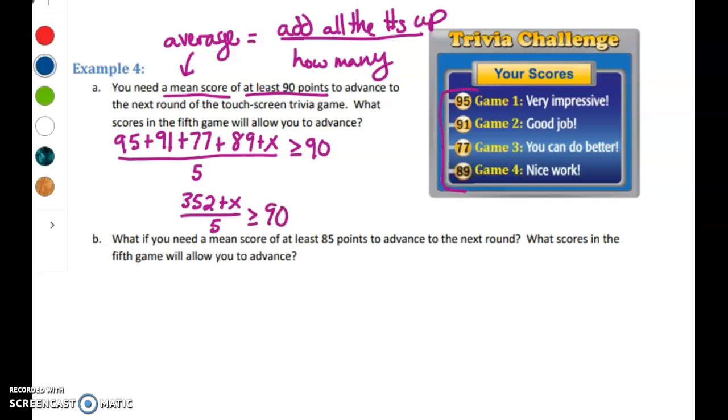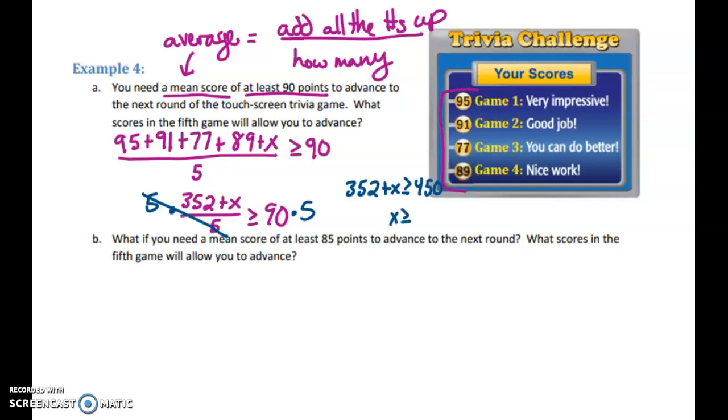So because it's one large fraction, you're going to multiply both sides of the inequality by 5. So I'm going to come over here because I'm out of room. So that gets me 352 plus X is greater than or equal to, and then 90 times 5 is 450. So then you're going to subtract the 352, and you're going to find out that X is greater than or equal to 98. So you need a 98 or higher to advance to the next round.